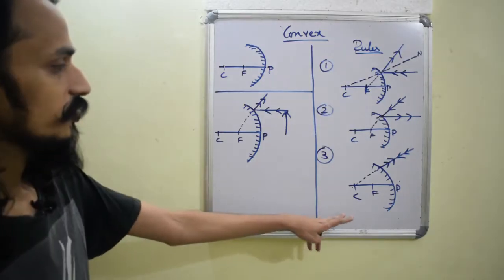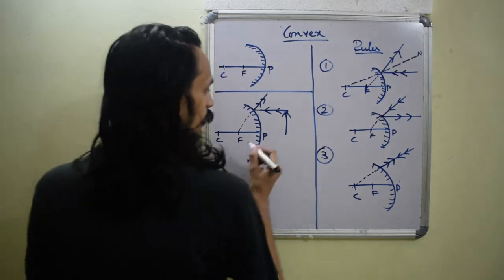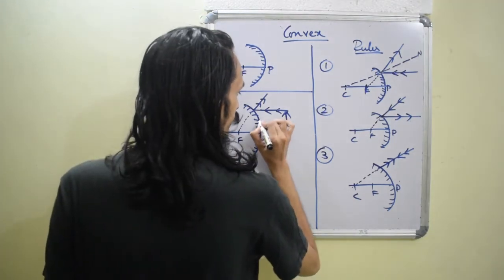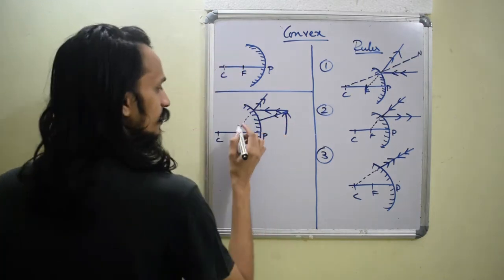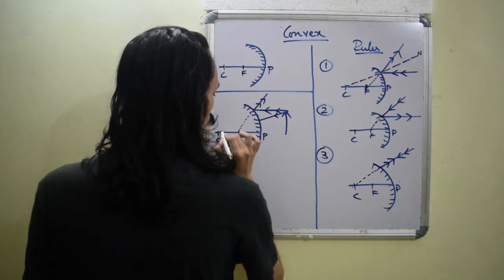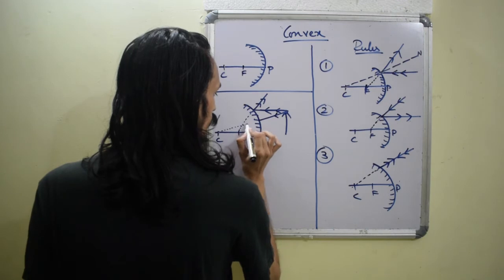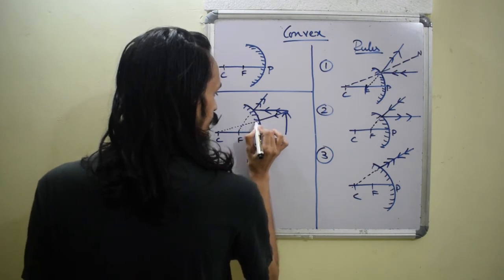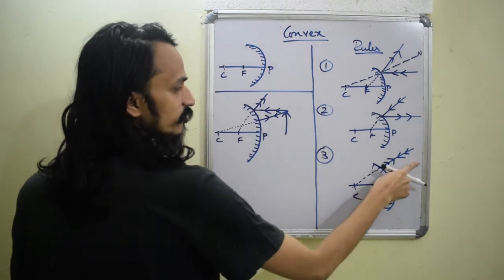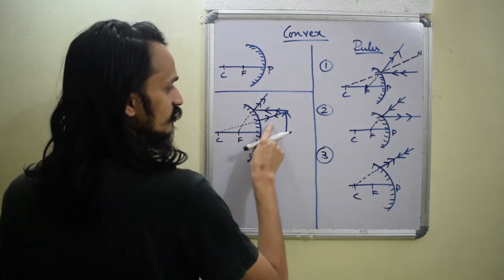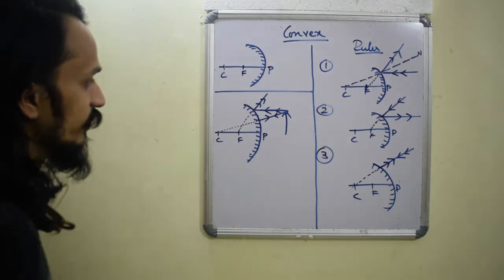For the second one, I'm going to use the third rule. I'm going to send a ray of light that appears to be passing through C. Since it comes and goes back in the same direction, I have put 2 arrows, one coming and one going away.